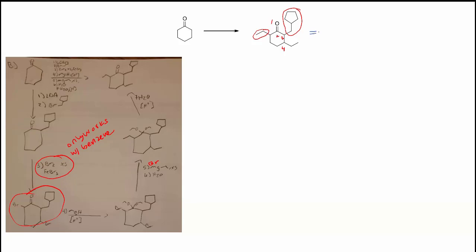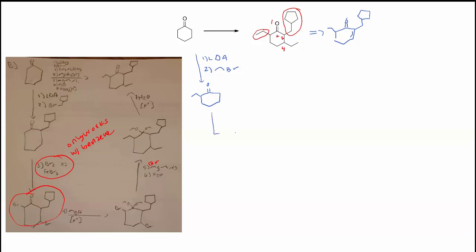In order to add a group at the 4 position, you would need to have a double bond here. So we need to somehow create that double bond. So the first thing that you can do here is to add the one alkyl group using LDA, and then the ethyl bromide. Or you could have added the cyclopentyl group there if you wanted as well.